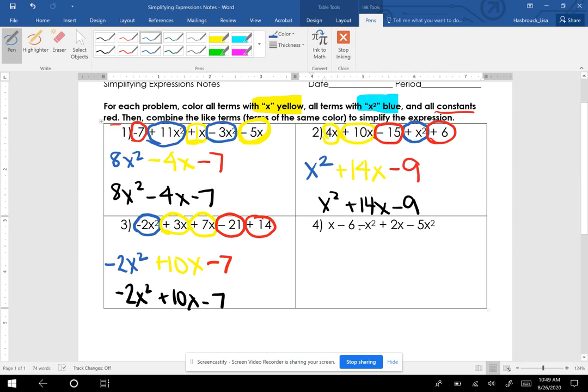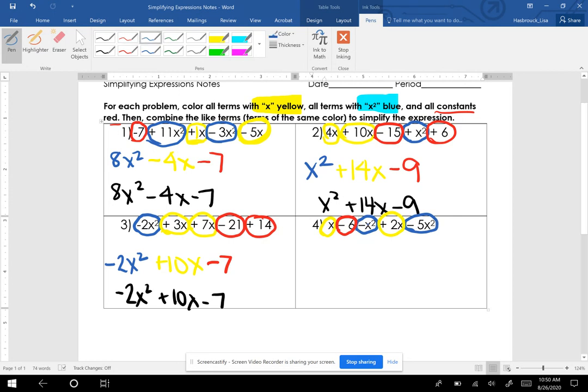For our last problem, we have a negative x squared and a negative 5x squared, both being circled in blue. Next, I'm going to do the x terms. I have an x in front and then a plus 2x. And last, for constants, we have the minus 6. Now let's combine these terms.